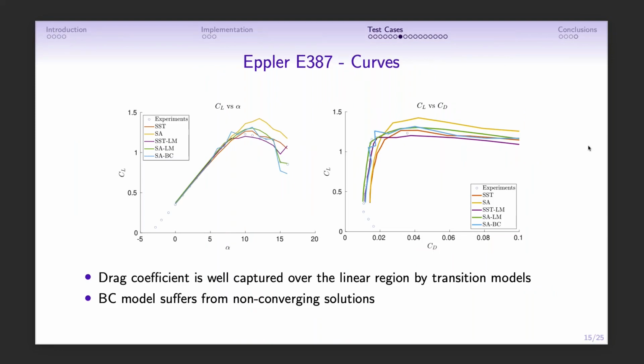We can also see the CL alpha and the polar for the profile. And we can see that the real advantage of the transition models is in the polar, so in the prediction of the drag coefficient, where the turbulence models really fail. I mean, they get the trend, but not the value. But instead, with the transition model, we can also get the values. There are some staggering results for the BC model; sometimes it doesn't converge.